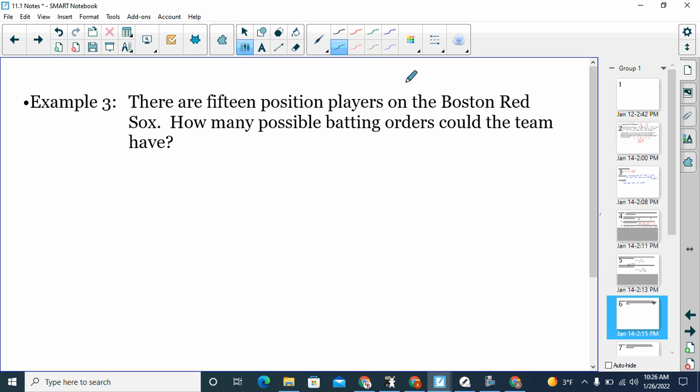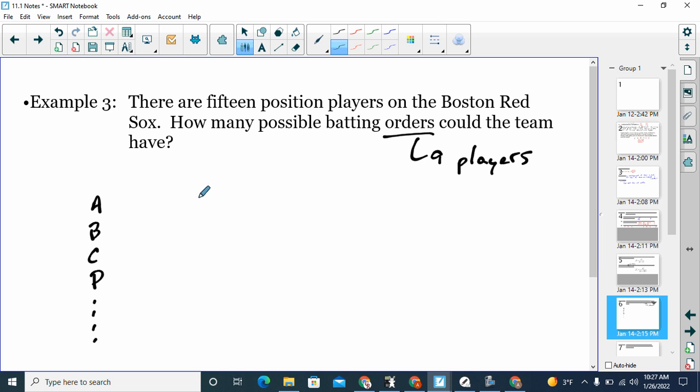So example 3 says there are 15 position players on the Boston Red Sox. The question wants to know how many possible batting orders could the team have. A batting order has 9 players. It's not something you would have to know. So we are choosing 9 players, A, B, C, D, all the way down to however many 9 is.